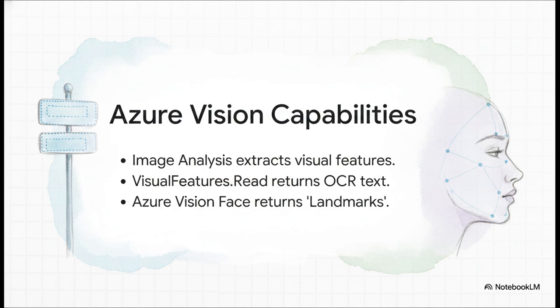Well, for that street sign, Azure Vision's Image Analysis is your go-to service. By calling visual features read, you get the exact OCR text locations back, both in blocks and as individual words. You can even use the dense captions feature to get detailed text descriptions of what's going on visually. But to map out those facial features we just talked about, you actually pivot entirely over to the Azure Vision Face service, which specifically returns landmarks for those spatial points on a face.